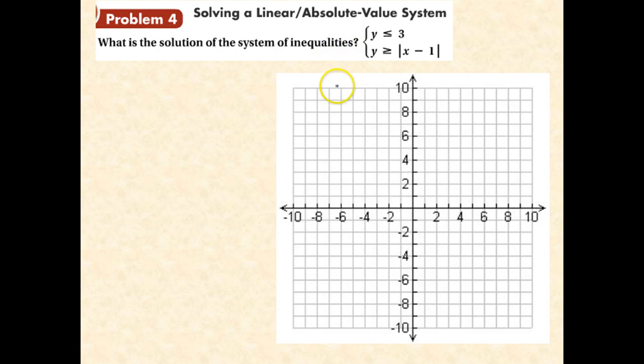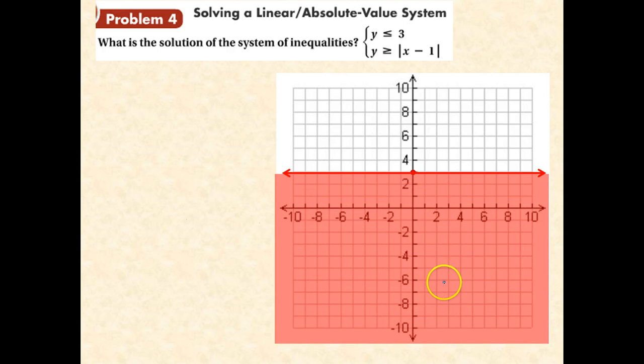Let's graph this by awesomeness. Alright, so we got y is less than or equal to 3. That is a horizontal line, the horizontal line y equals 3, and less than or equal to that means everywhere where y values are less than or equal to 3. So all along this line the y values are equal to 3, and everywhere below this line the y values are less than 3.